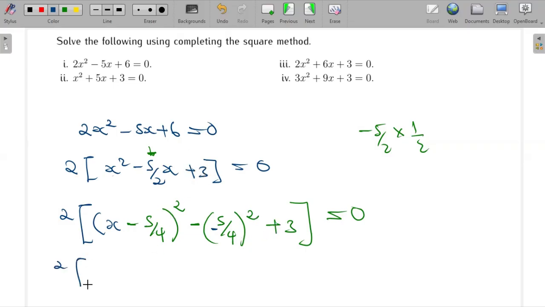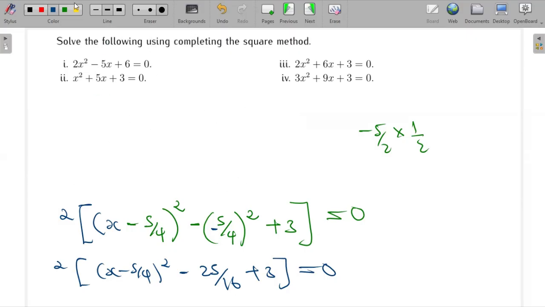So this will be 2, and then x minus 5 over 4 squared, and then this here will be minus. When you square that, you get 25 over 16, plus 3, and then equal to 0.